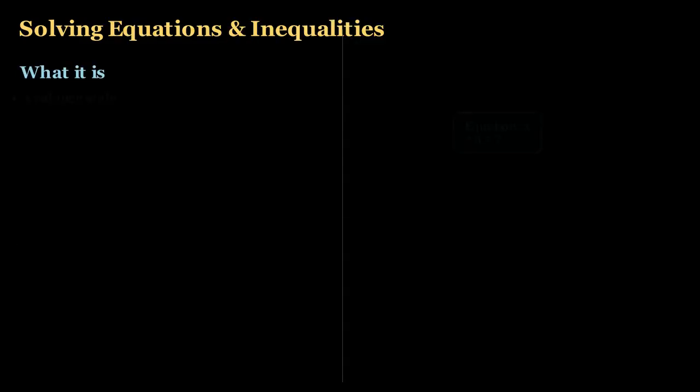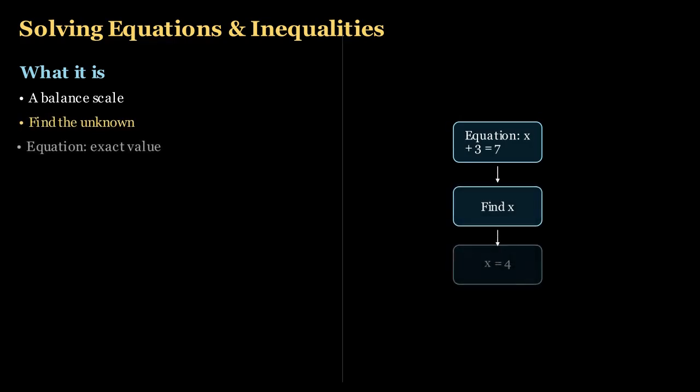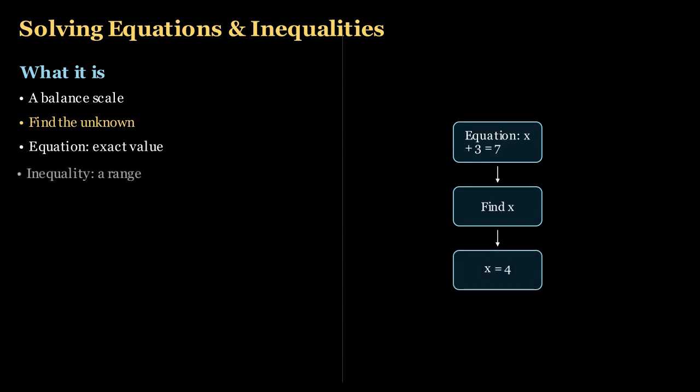Imagine an old-fashioned balance scale. On one side you have a mystery weight, and on the other side you have some known weights. The scale is perfectly level. Solving an equation is like figuring out exactly what that mystery weight is to keep the scale balanced.